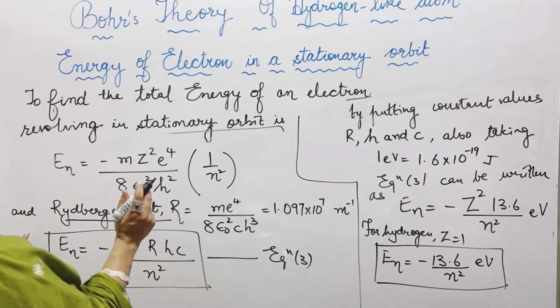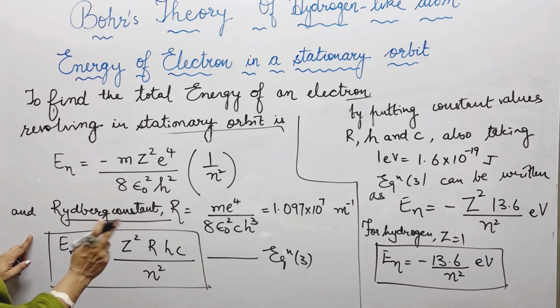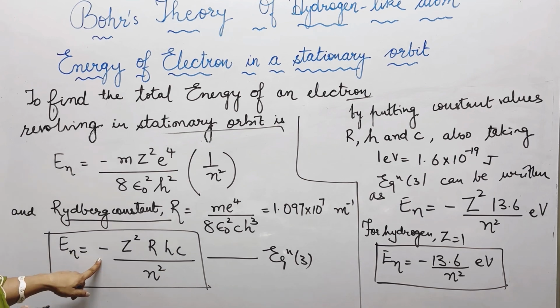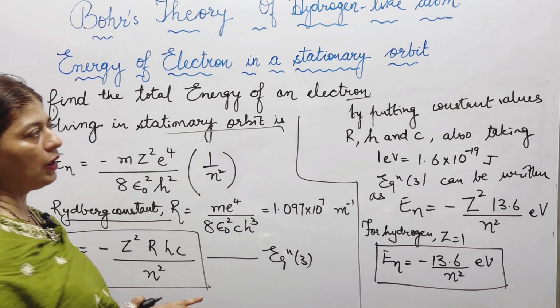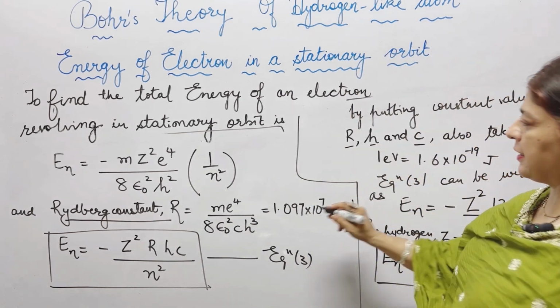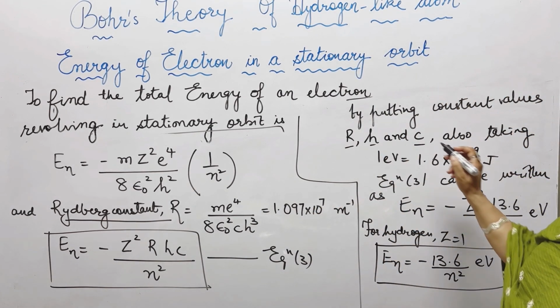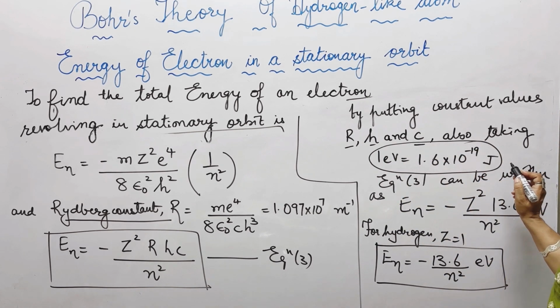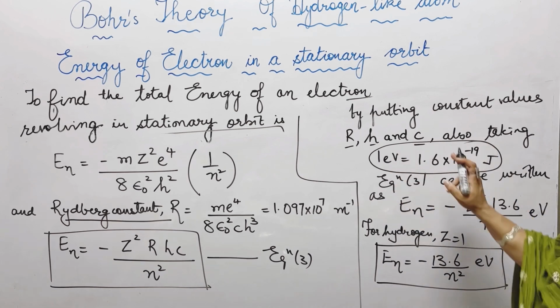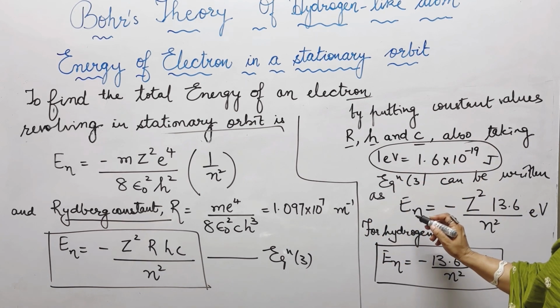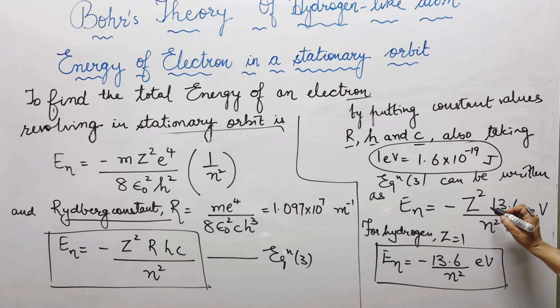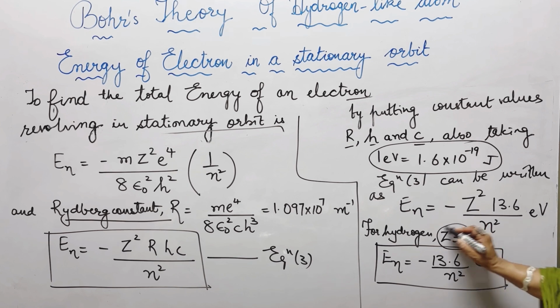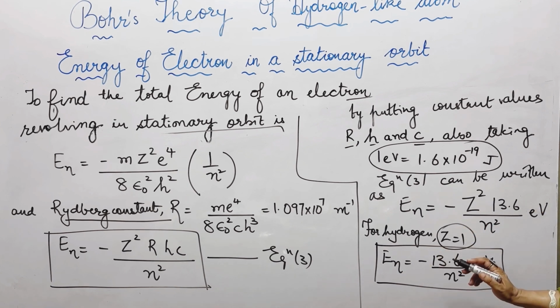So this expression, on putting the value of constant R, we will be having this equation as En equals minus Z square R h c over n square. Now if we put the value of R, h, and c, R is 1.097 into 10 power 7, the value of Planck's constant and the velocity of light, and also taking 1 electron volt is equal to 1.6 into 10 power minus 19 joule. Now, putting the value of R, h, c in equation number 3, we get En, the energy of nth orbital, equal to minus Z square into 13.6 upon n square electron volt. And for hydrogen, this atomic number Z is equal to 1. So we will be having the energy of nth orbital is equal to minus 13.6 upon n square, and the unit will be electron volt.